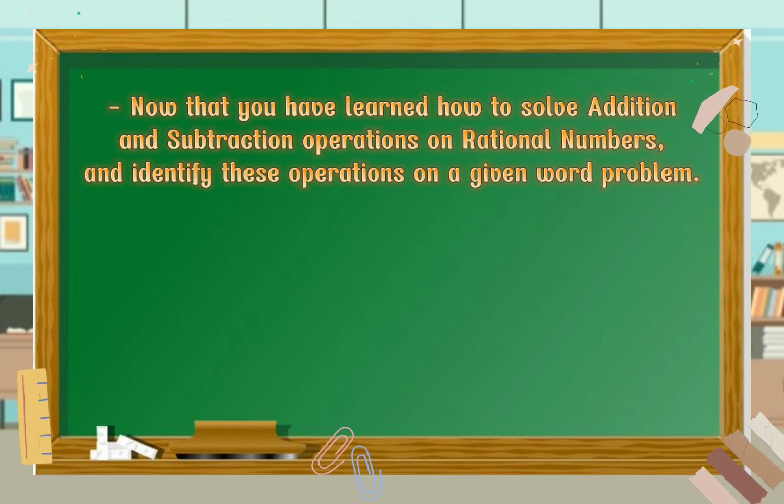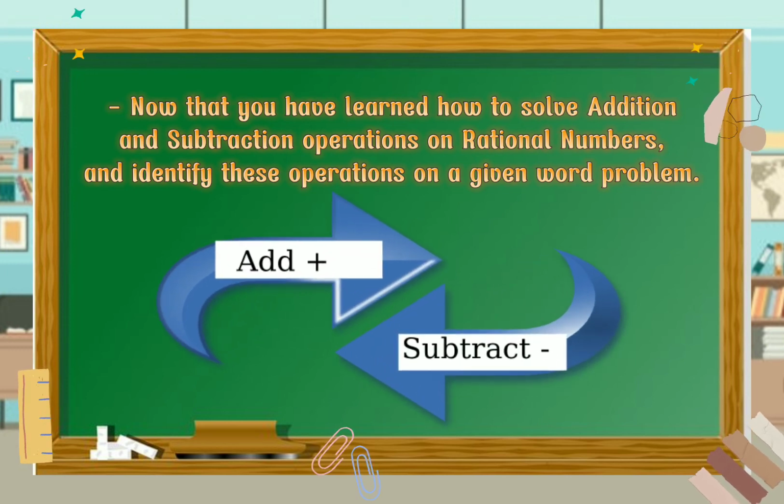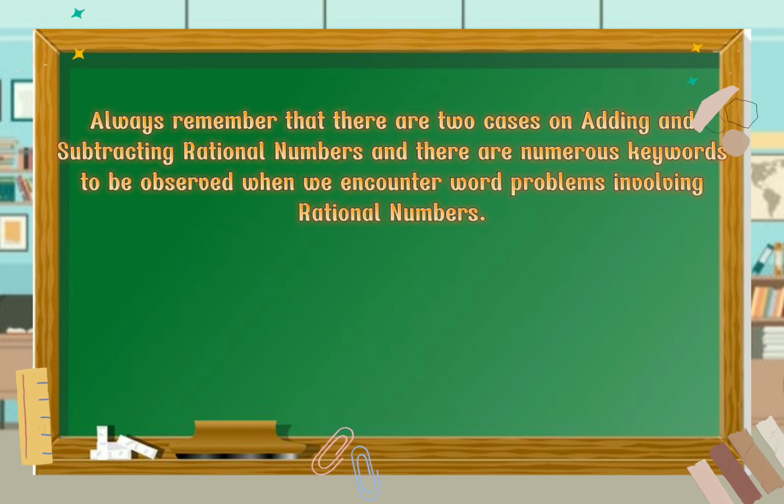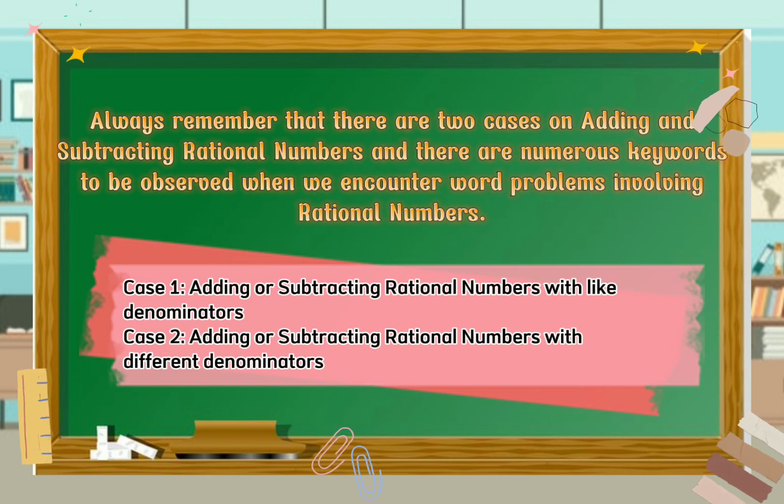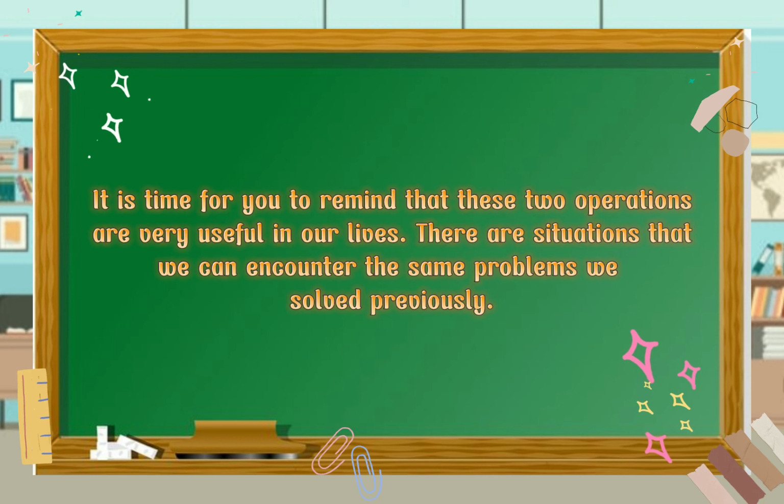Now that you've learned how to solve addition and subtraction operations on rational numbers and identify these operations in a given word problem, always remember that there are 2 cases in adding and subtracting rational numbers, and there are numerous keywords to be observed when we encounter and solve word problems involving rational numbers. At this moment, it is time for you to be reminded that these 2 operations are very useful in our lives. There are situations that we can encounter the same problems we solved previously.